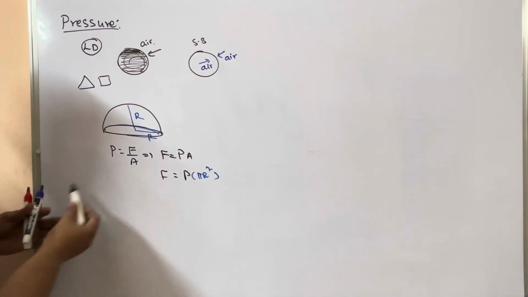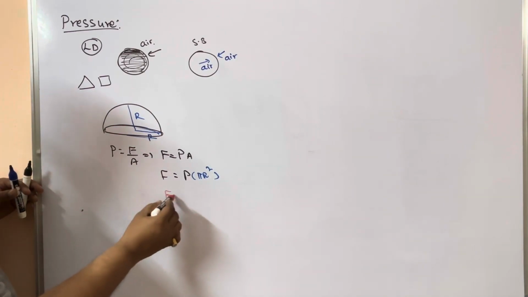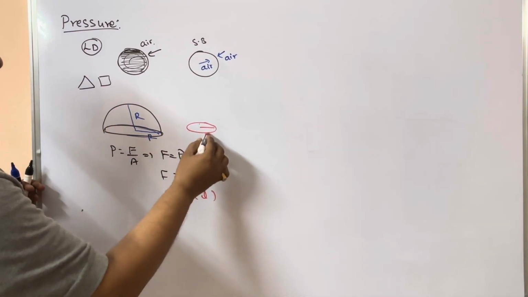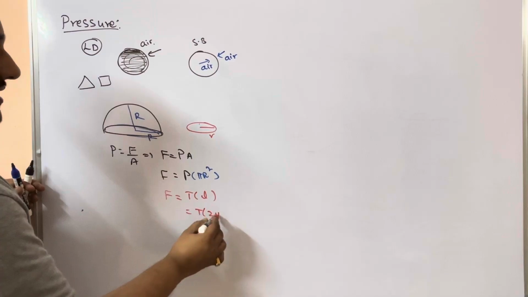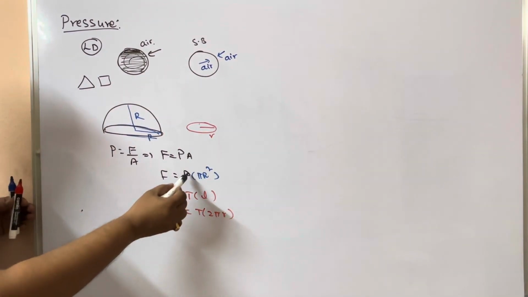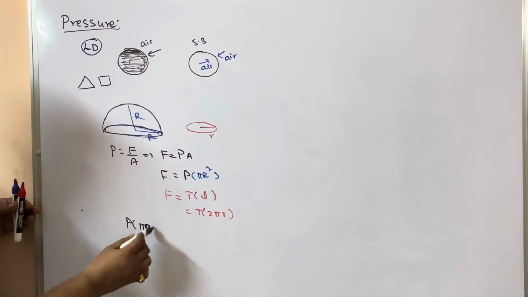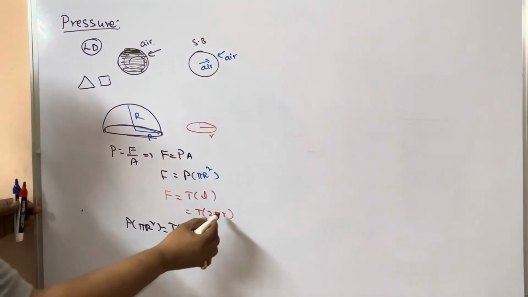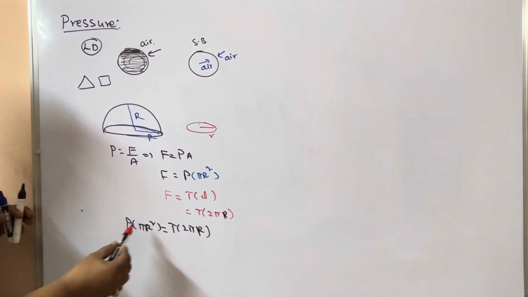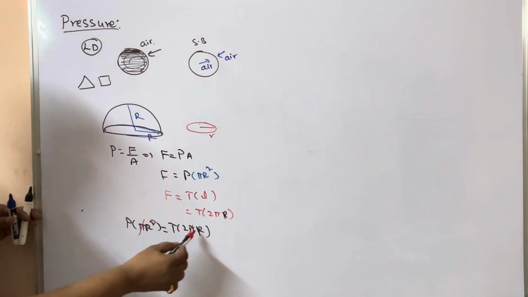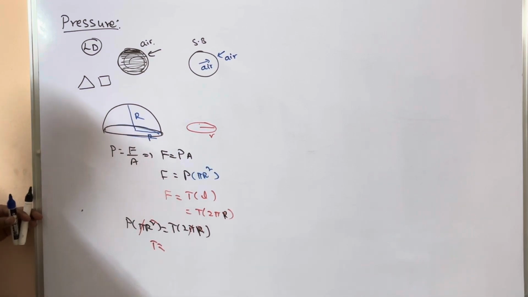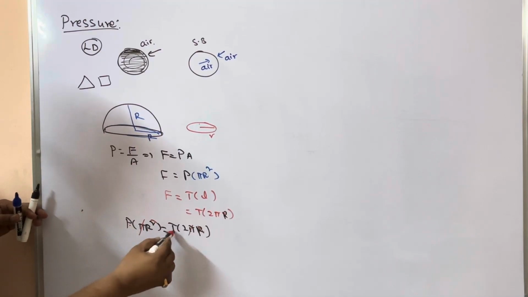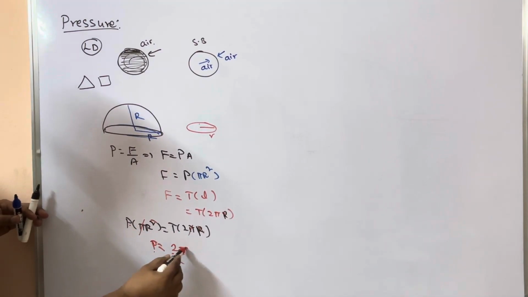Next, what is the force due to surface tension? Force due to surface tension is surface tension into length. Now, what is the length of this? It is 2 pi r, so T into 2 pi r. If you equate these two, P into pi r square equals T into 2 pi R, because we have taken capital R here. Next, pi will be cancelled, one R will be cancelled. Then we have to calculate P, so P is equal to 2T by R.